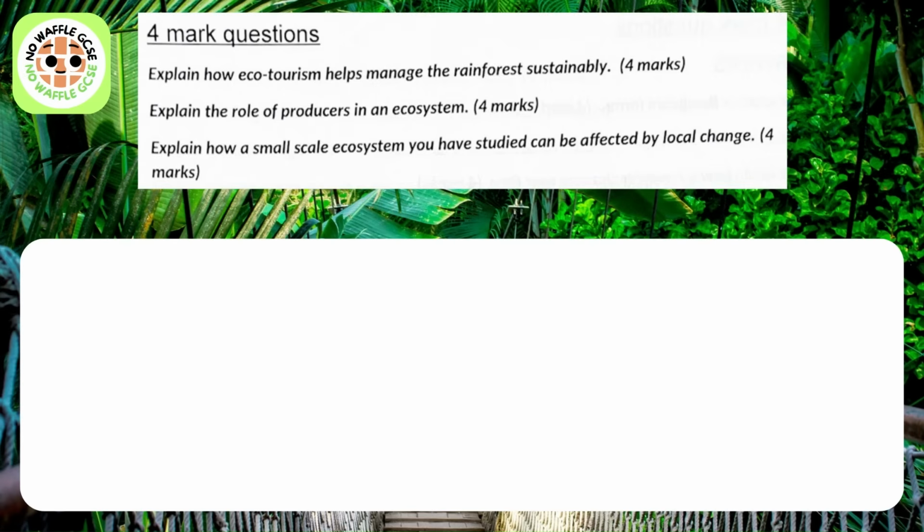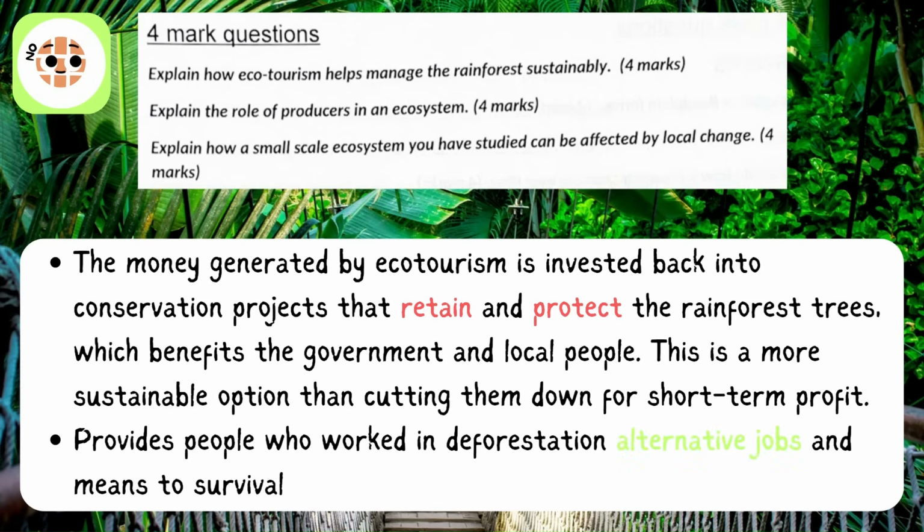So explain how ecotourism helps manage the rainforest sustainably. Ecotourism is one of the best responses for looking at deforestation, and if you studied the Amazon or perhaps any other rainforest, you would understand why, and you'd hopefully be able to apply some of your figures to this. Let's look at the answer.